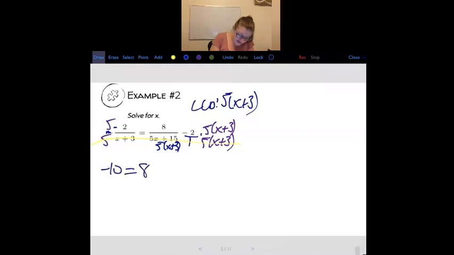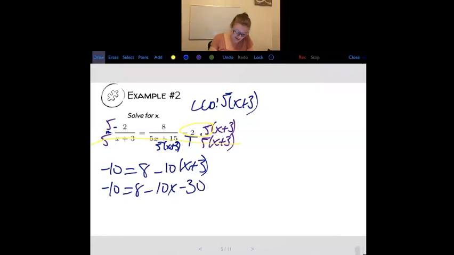Now this piece gets a little bit tricky. There's a couple different things going on here. What I recommend is multiplying the negative 2 times the 5 first. So this becomes negative 10 times x plus 3, and then now distribute the negative 10. Another linear equation, so you proceed to solve.